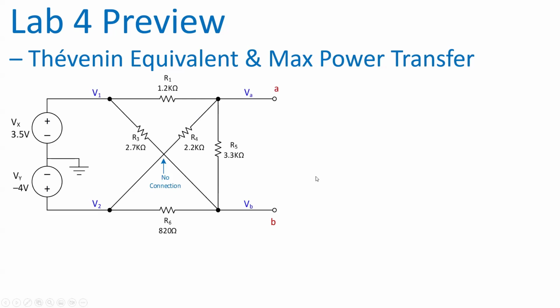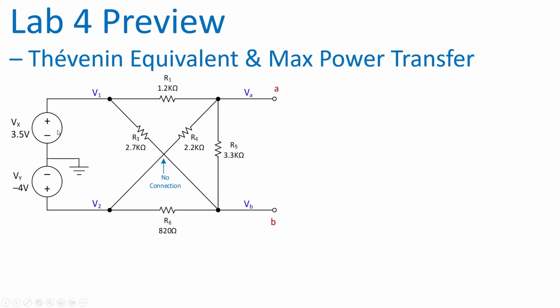And then you're going to connect a resistive load and figure out what that load resistance has to be for maximum power transfer. And you'll see that work. The theoretical plots I showed in class, you'll see those work in lab. A couple of things to point out here: there's no connection right there between those two resistors. You have a couple of crossing resistors here that you have to deal with.